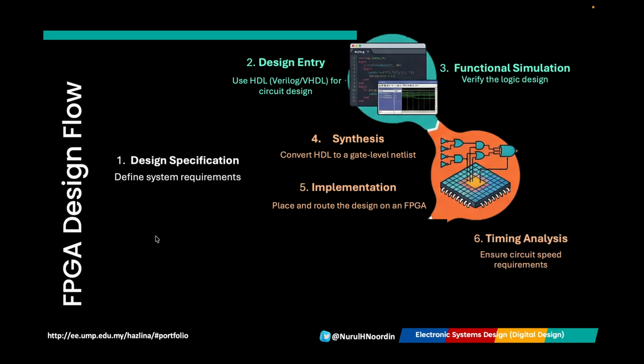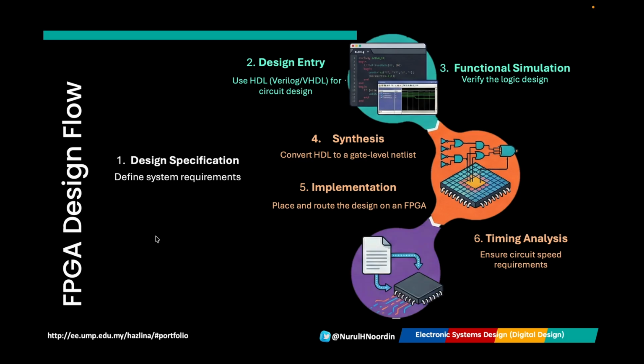Once the placement and routing are completed, we conduct timing analysis. This step ensures that the circuit meets speed requirements and the signals propagate correctly within the FPGA. We analyze setup and hold times to prevent timing violations. Finally, we reach the programming and testing phase.